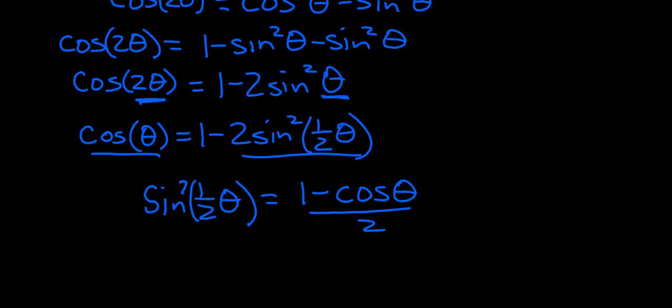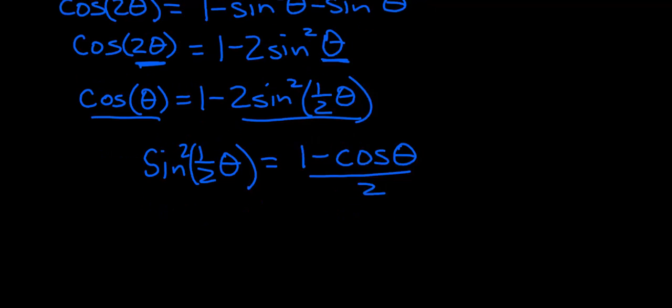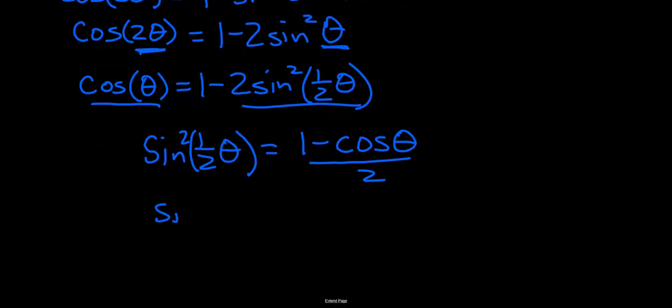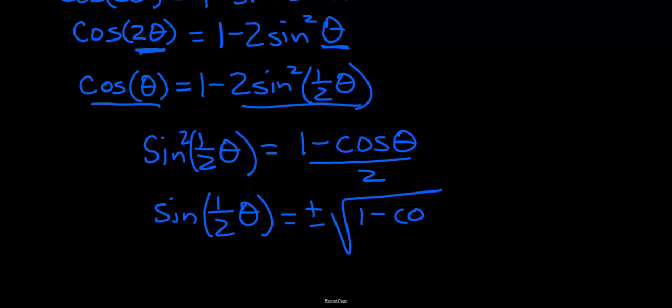And this is squared here. Then I'm going to square root both sides, and I've got sine 1/2 theta equals plus or minus the square root of 1 minus cosine theta over 2. This is the half-angle formula for sine.